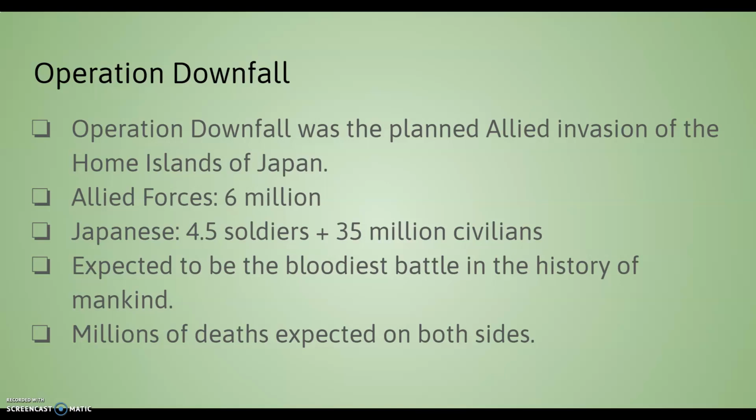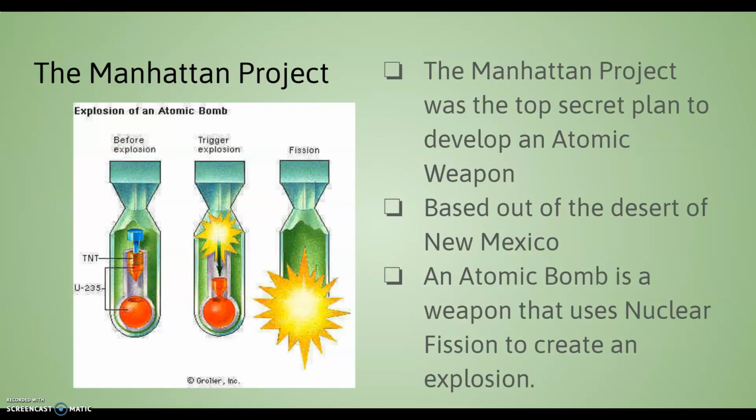The idea was that the Allies were going to invade Japan. This was expected to take about 6 million Allied forces against the Japanese's 4.5 million soldiers and another 35 million civilians. Remember, the Japanese were willing to lay their lives down for their emperor because they believed in the divine right of kings. They believed that his voice was that of God's. This was expected to be one of the bloodiest battles in the history of mankind. Millions of people on both sides were expected to die.